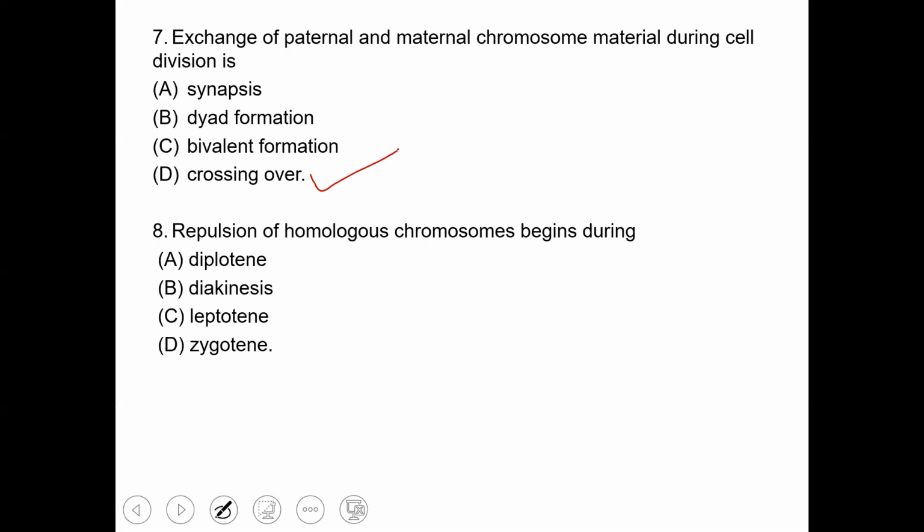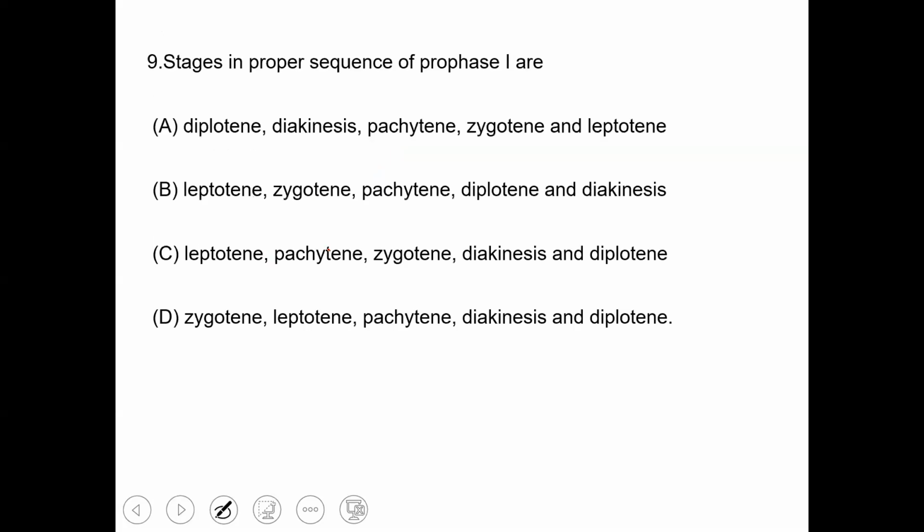Next question. Repulsion of homologous chromosomes begins during. So the repulsion of homologous chromosomes, we know that it begins during diplotene stage, and will ultimately lead to terminalization in the next stage. So the stages in proper sequence of prophase 1, as I have told you, you have to follow a formula called LZP D square. So you can mark it easily. So the option here is option B.